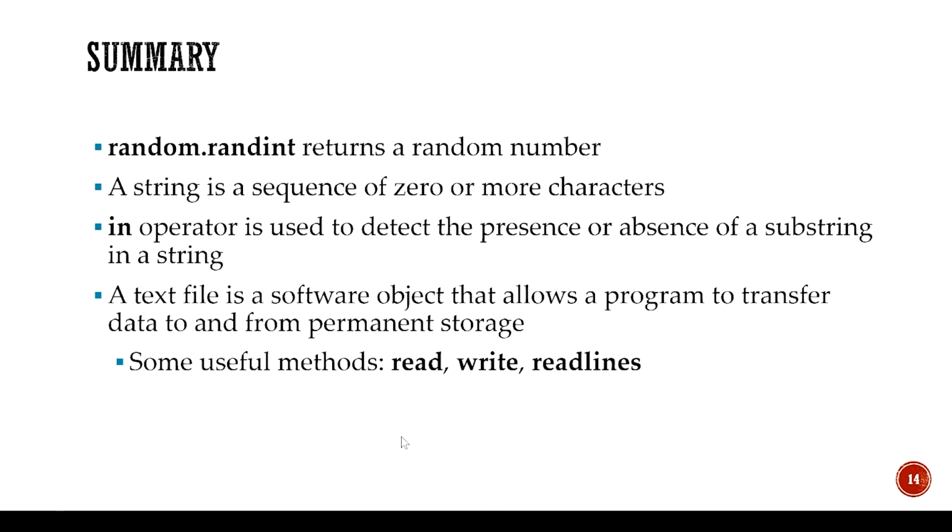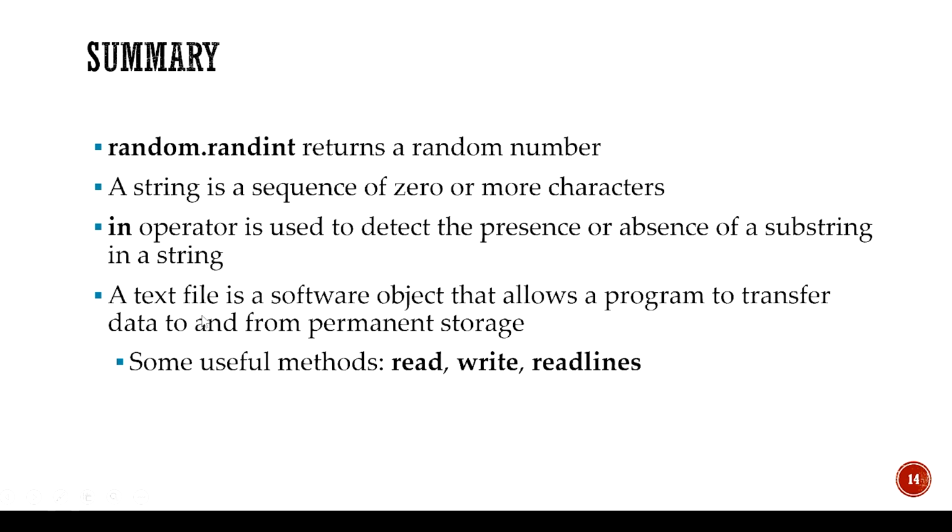So stay tuned. In summary, we discussed random.randint, which returns a random number between two numbers, lower bound and upper bound. A string is a sequence of zero or more characters. So we played with a few variables whose data structure is a string. We use the in operator, which is used to detect the presence or absence of a substring in a string. So we wanted to find .txt in that example.